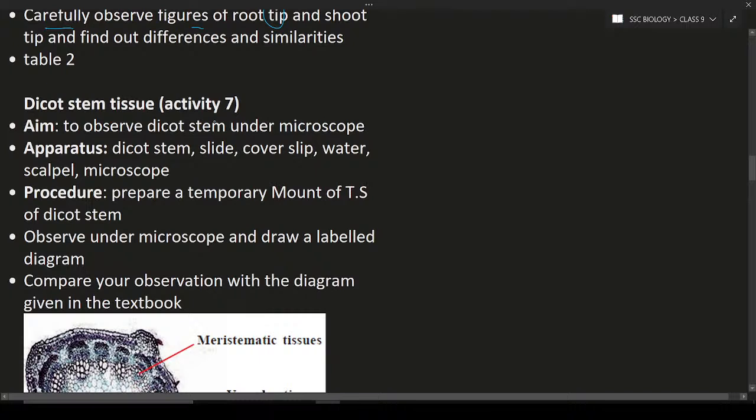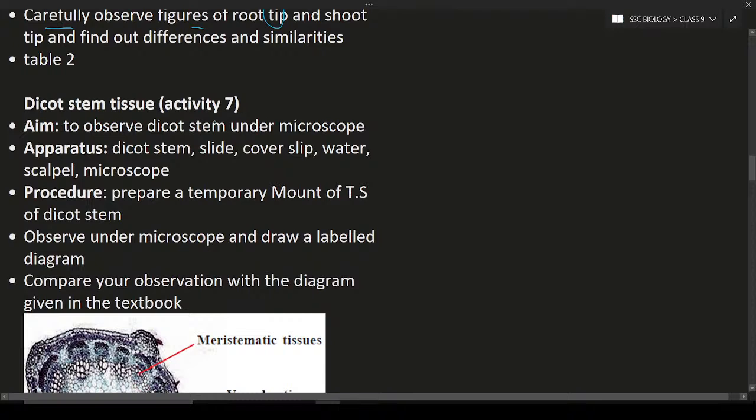Dicot stem is nothing but these are the plants that have originated from a seed which has 2 cotyledons. So already we have discussed this in the previous classes. Dicot stem means the plant which is arising from the seed of the 2 cotyledons, that is known as Dicot stem.